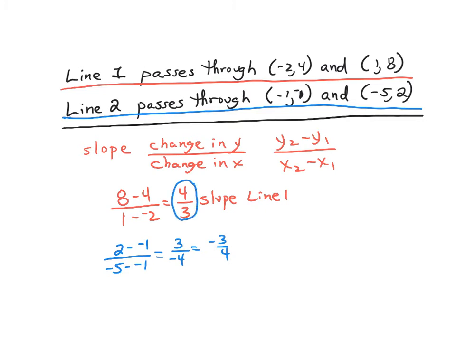Line 1 has a slope of 4/3. Line 2 has a slope of negative 3/4. They're opposite reciprocals of one another, so I know that these two lines are perpendicular to each other.